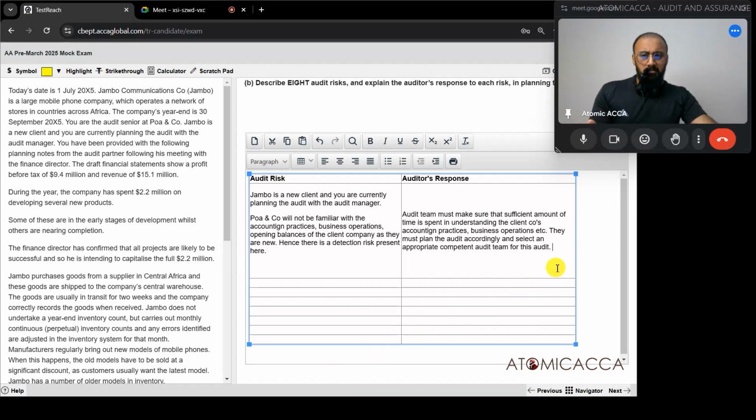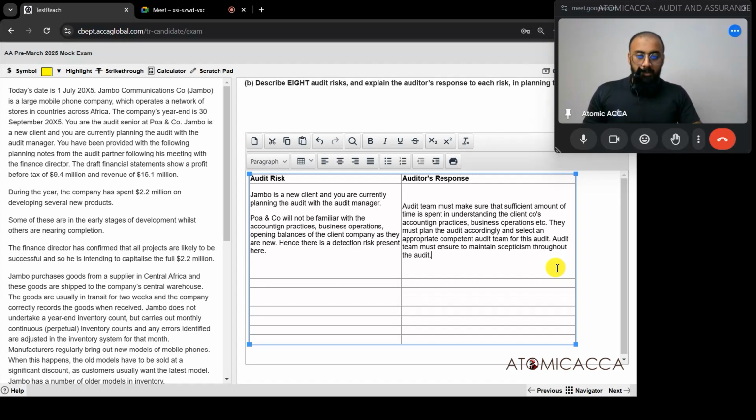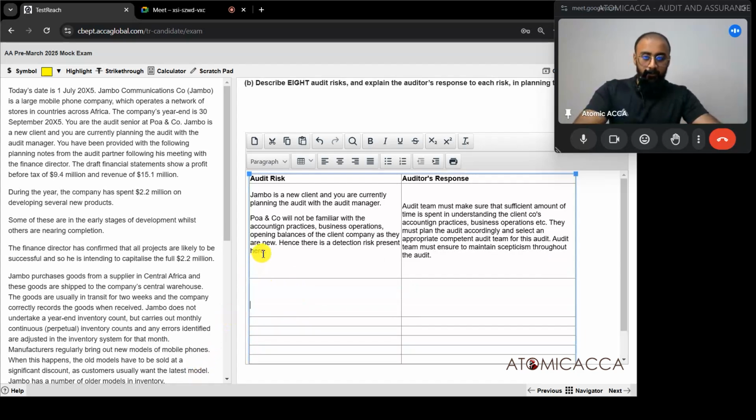What else can you say? Be skeptical throughout. So the audit team must ensure to maintain skepticism throughout the audit. So we're done with 2 marks. Now 1 down, 7 to go.